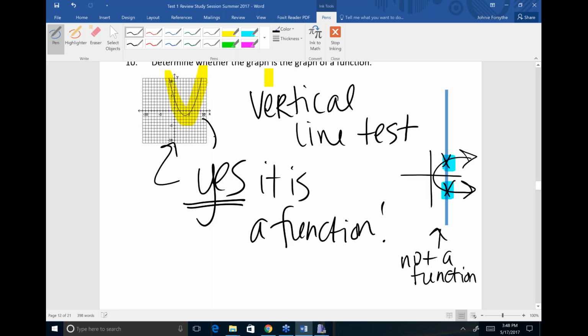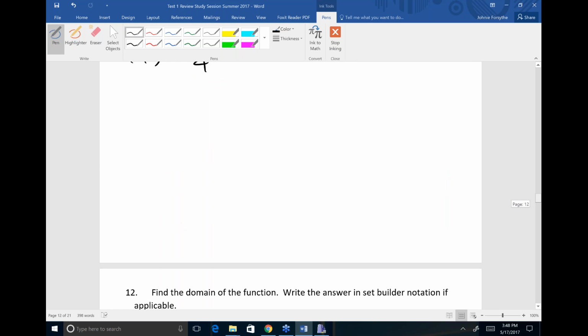equals 4. What in the world? Sorry, guys.